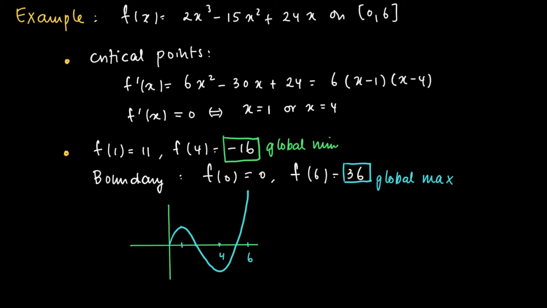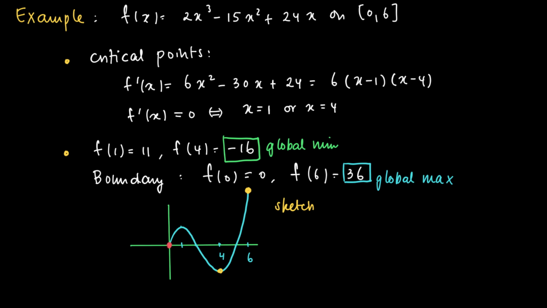So here is the general picture. Here we have the graph of the function in blue, a sketch at least. At 6 we find the absolute maximum. At 4 we find the absolute minimum. And we have two relative extrema.